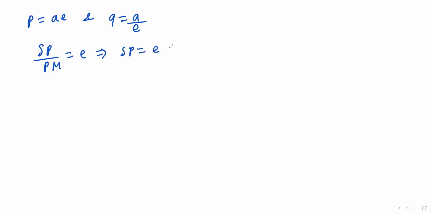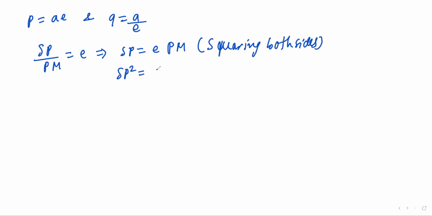Right. So we have got the points p is equal to ae and q is equal to a upon e. Right. So now see, we have got the relation SP upon PM is equal to e. So after cross multiplying, SP is equal to e times PM. Right. Now squaring both sides, what we get is SP square equal to e square PM square. Right.